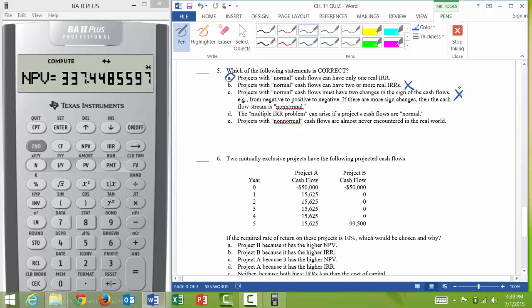And then D, the multiple IRR problem can arise if a project's cash flows are normal. And that's not the situation. It only arises when the cash flows are non-normal. And then E, projects with non-normal cash flows are almost never encountered in the real world. Well, that's not true, because there are several types of projects that have a negative cost to begin and a negative cost at the very end, so that they do the cleanup of the project, and it ends up being a negative cash flow. So A is the correct answer for 5.